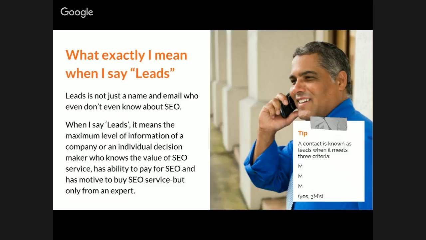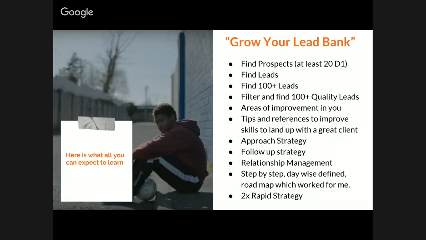So now taking you back to the previous slide, you can see over here the emphasis is on 100 plus leads. You will learn to get 100 plus leads. The emphasis is on how to approach them. The emphasis is on what you should learn so that when you approach you look more professional, how you should follow up, what the relationship mechanism would be, and you will learn the rapid strategy.